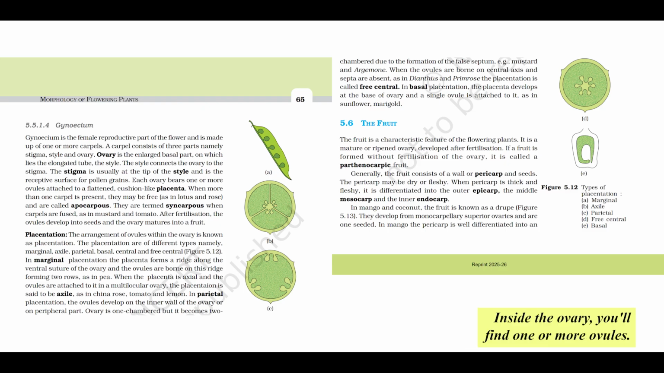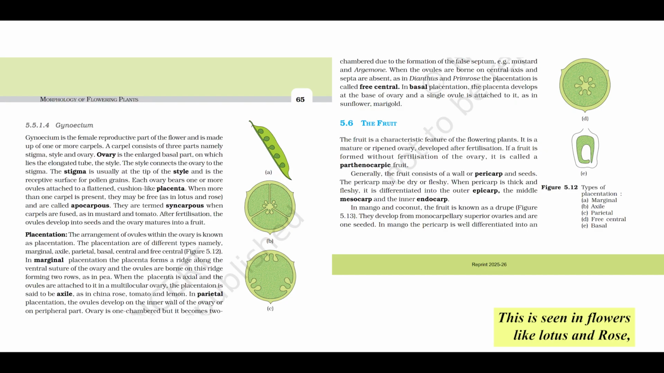Exactly. Inside the ovary, you'll find 1 or more ovules. These ovules are crucial as they contain the female gametes, egg cells. These ovules are attached to a flattened, cushion-like tissue within the ovary called the placenta. Now, the carpels themselves can also show cohesion, just like sepals, petals, and stamens. If a flower has more than one carpel, and these carpels remain free and separate from each other, the condition is called apocarpous, apo meaning away or separate.